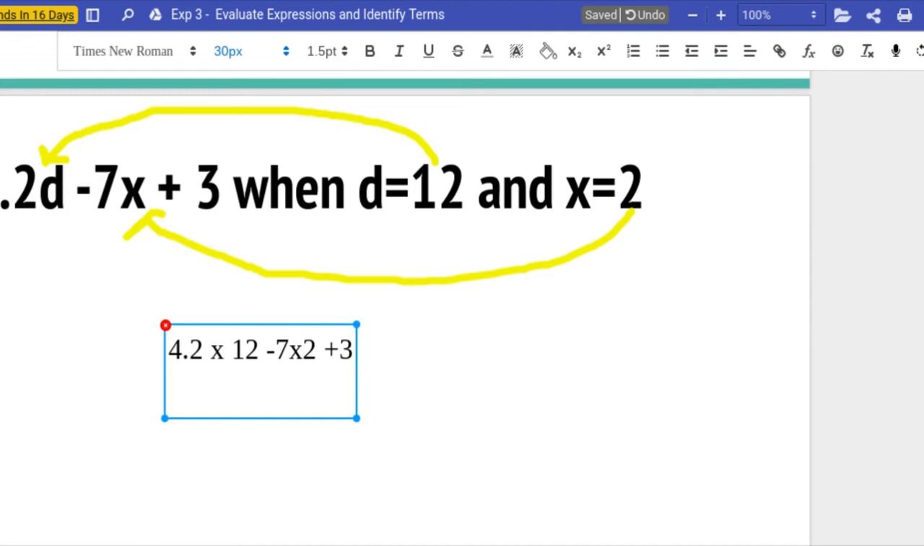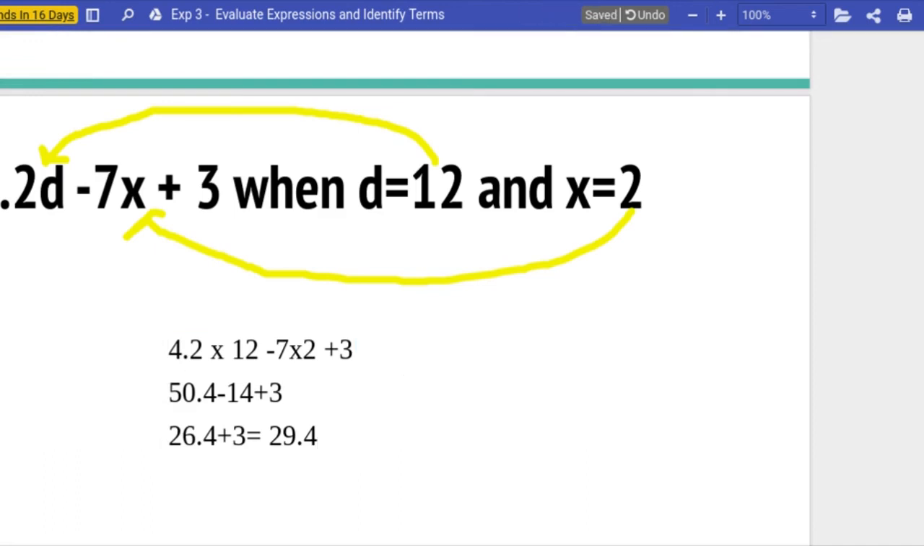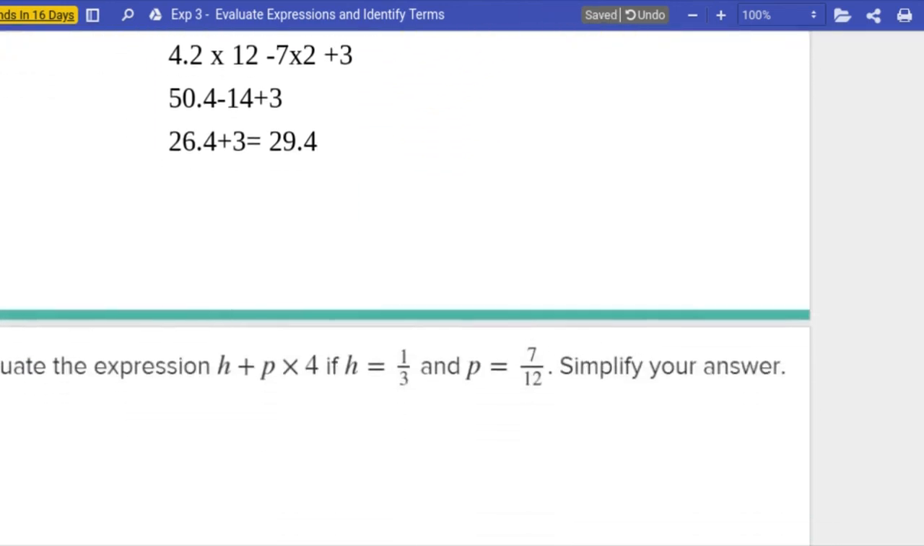And if we do that correctly, we get 50 4/10, and then minus 7 times 2 is 14, and then add 3. So 50 and 4/10 minus 14 is 36 and 4/10 plus 3, and that would equal 29 and 4/10. So 29 and 4/10 would be the value of our expression.